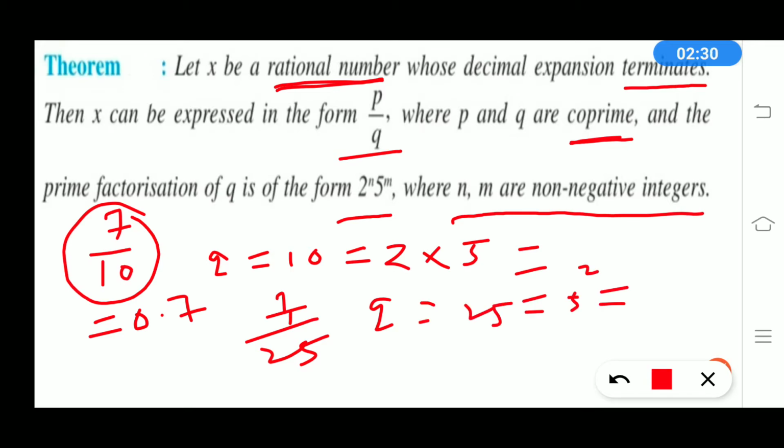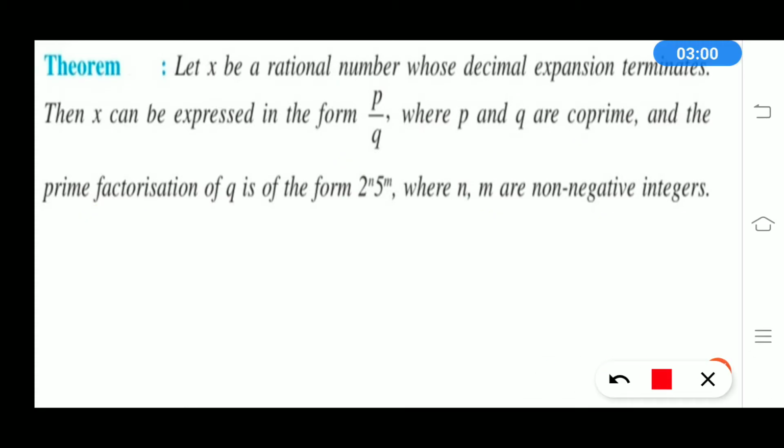Again, if we take 7 by 25, so here q equals 25, so 25 equals 5 square, so here 2 is not present, so we can retain it in the form 2 to the power 0, because 2 to the power 0 equals 1, into 5 square. So again q for this problem, that is in 7 by 25, where q equals 25, can be written as 2 to the power n into 5 to the power m, then it is a terminating number. Clear?